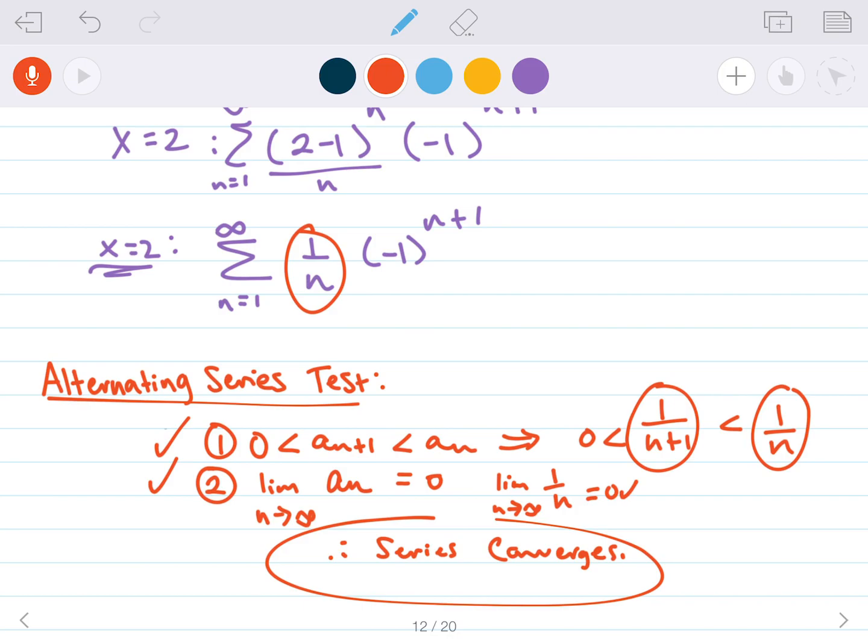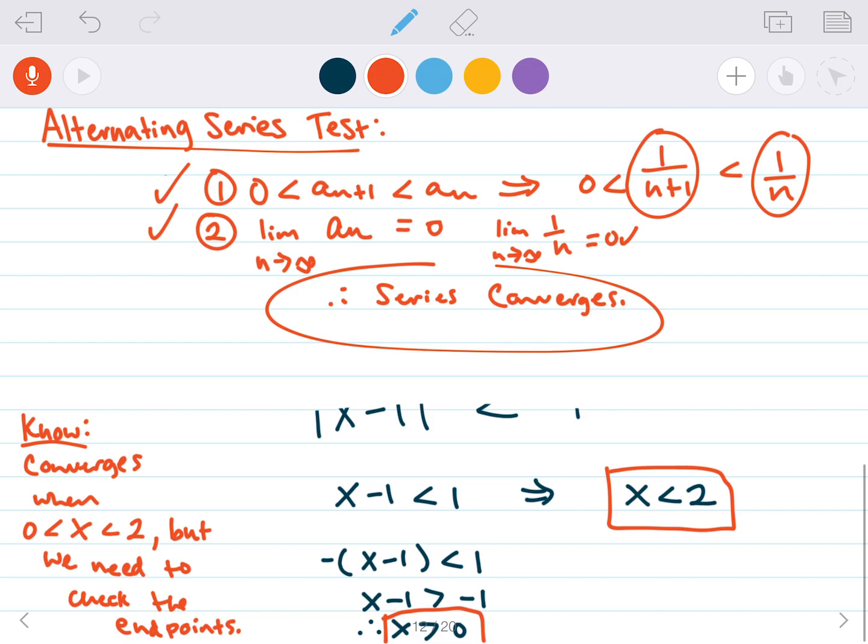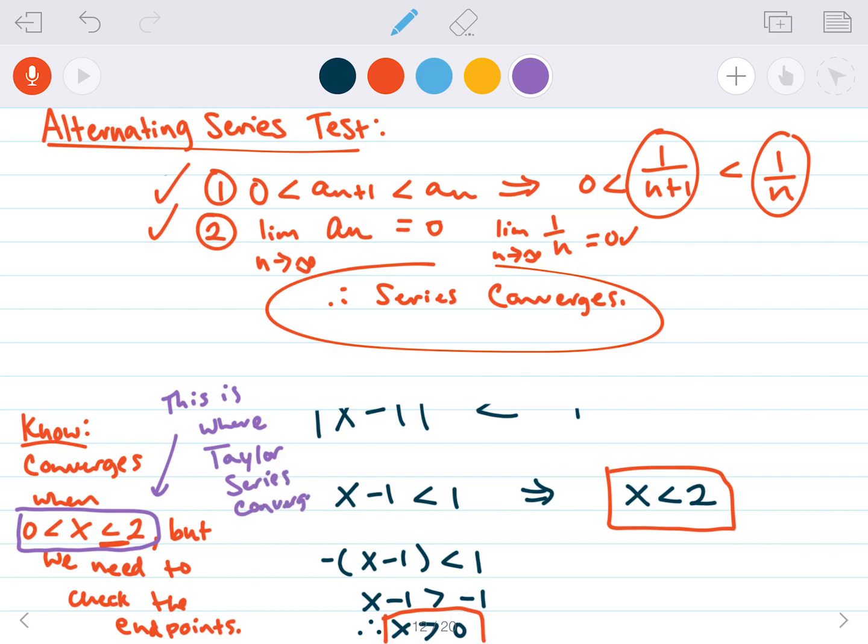Therefore we include it in our interval of convergence by giving it a little line right here. So this right here is our final answer. This is where the Taylor series converges. These are the x values. And x can definitely include 2, but it cannot include 0, because when we plug 0 into our Taylor series, we got the negative version of the harmonic series, which diverges.